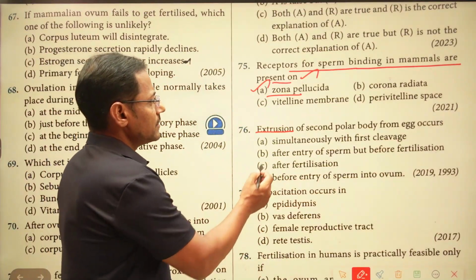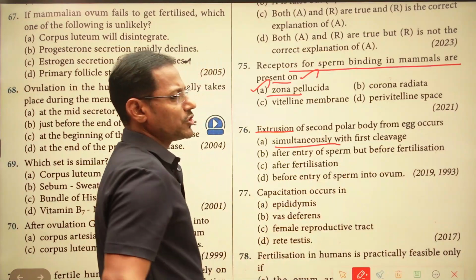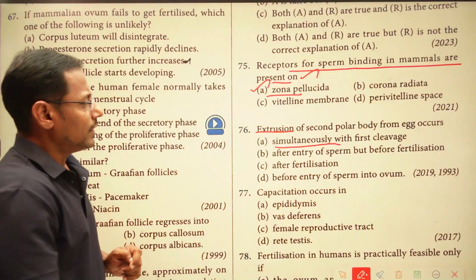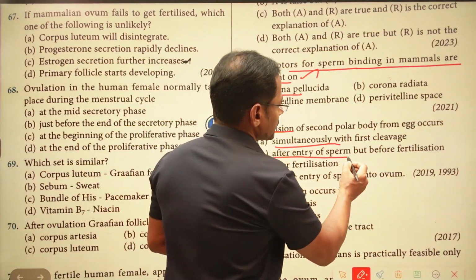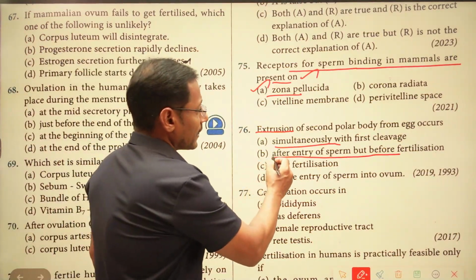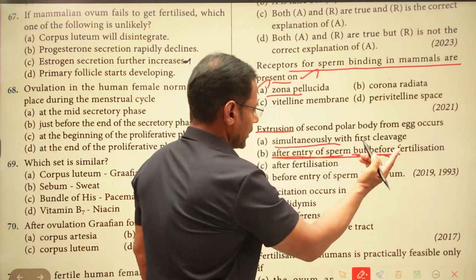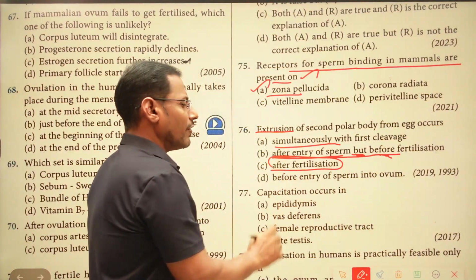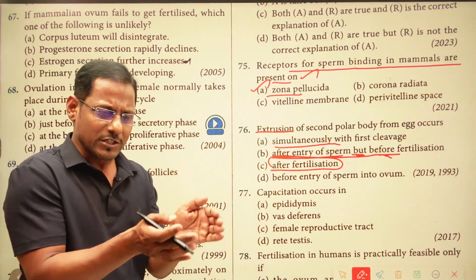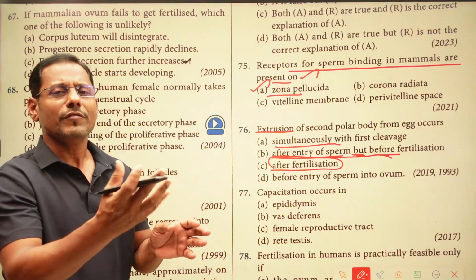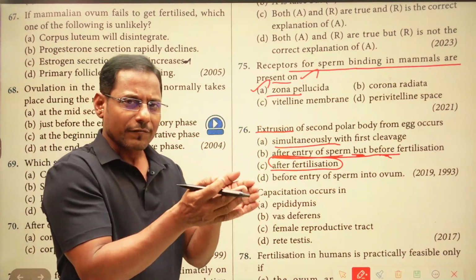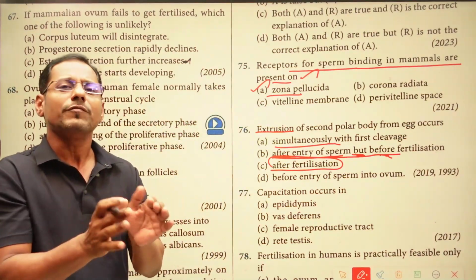Here we will see simultaneously with the first cleavage, not that one. So, the first cleavage occurs in the embryonic stage itself, after entry of the sperm but before the fertilization. After the fertilization, it does not take place. Why? Because meiosis 2 has to take place before the fertilization itself. Then only we will get the ovum, right? So, this particular phenomenon must take place before the fertilization itself.